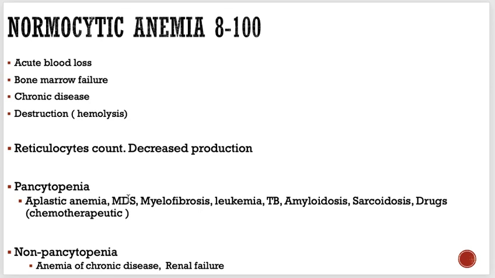As we know, there are other causes of pancytopenia, like MDS. What is MDS? It's basically myelodysplastic syndrome. This is a type of cancer in which the cells in the bone marrow are abnormal. They don't mature normally, and when they don't mature normally, they cannot function normally. So they cannot produce normal RBCs, normal WBCs, or normal platelets.